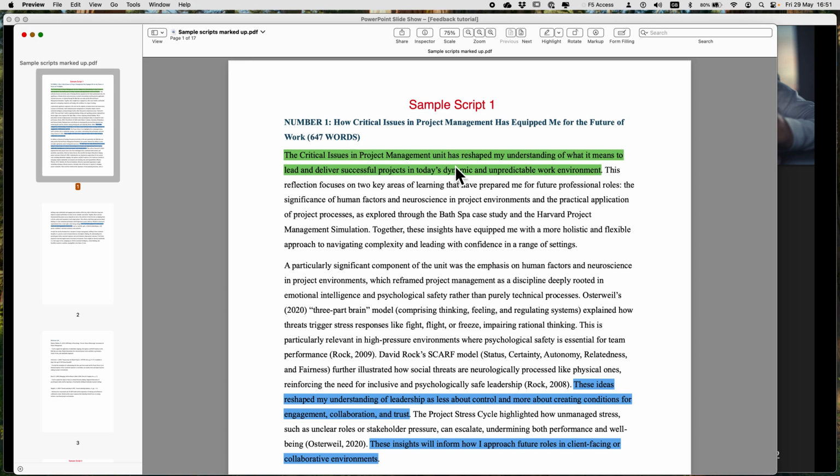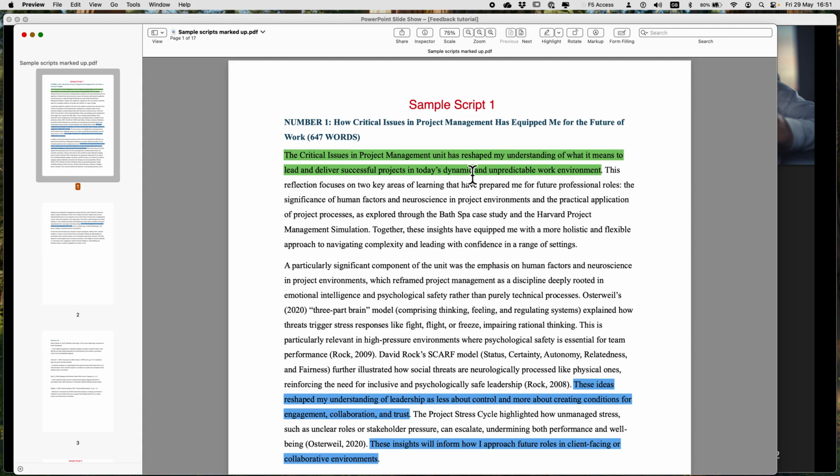Let's have a look at sample number 1. I've highlighted a few things which I'll pick out just to exemplify why these two things are different. And you can extrapolate from that, and you'll find further examples by reading through the whole text. So this opens really strongly. That's what the green means.